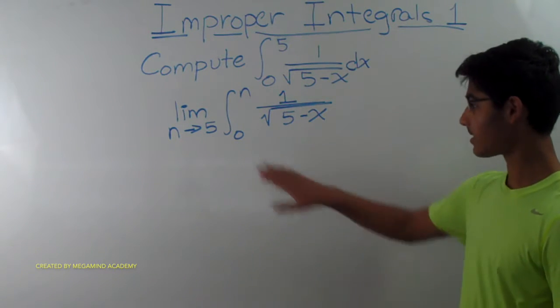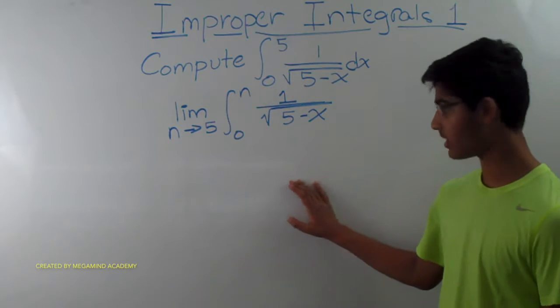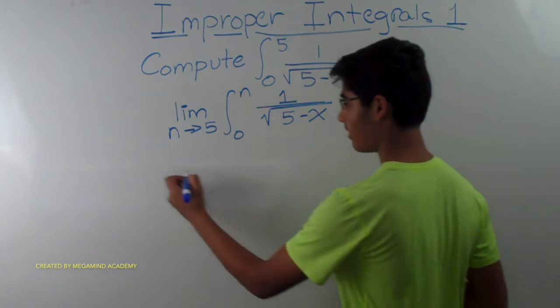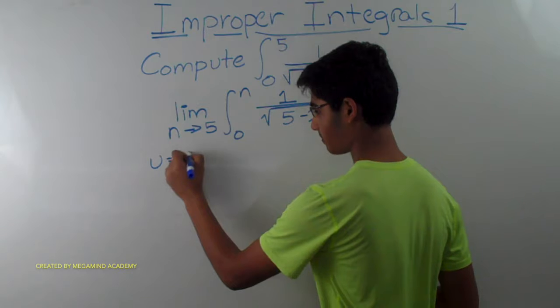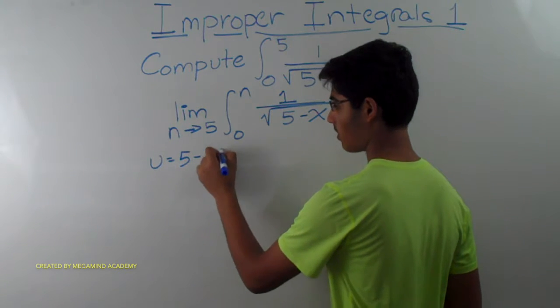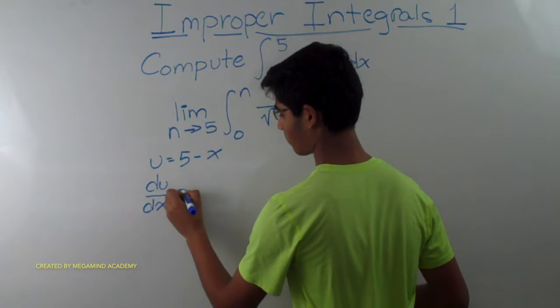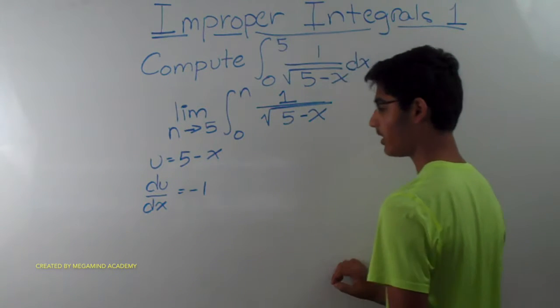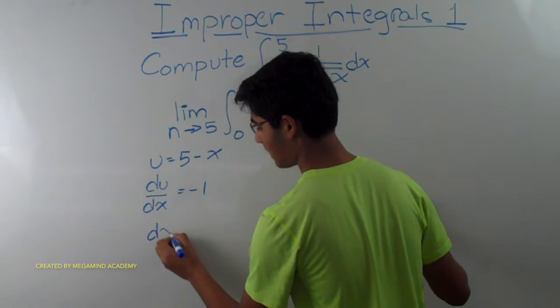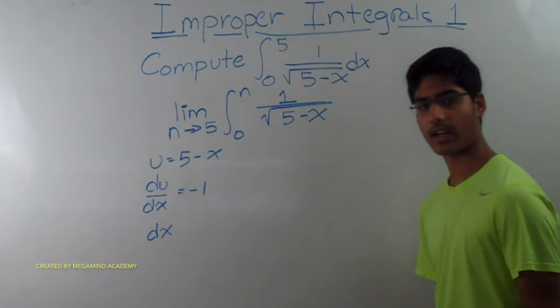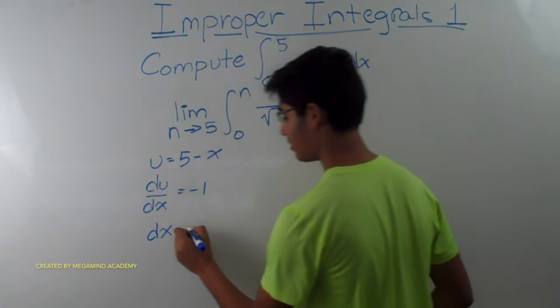So now let's solve this integral. Let's do a U-substitution. Let's substitute 5 minus x for u, meaning that du/dx is equal to negative 1, meaning that dx would be equal to du over negative 1, which is just negative du.